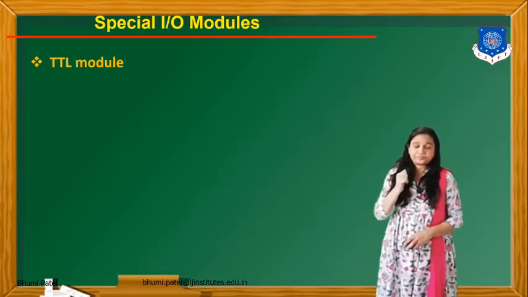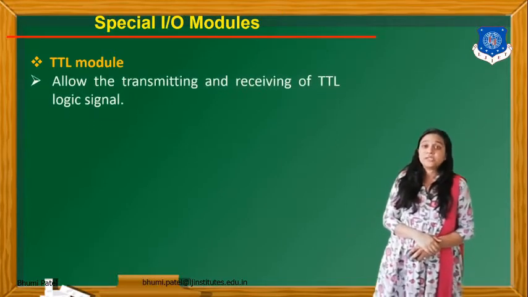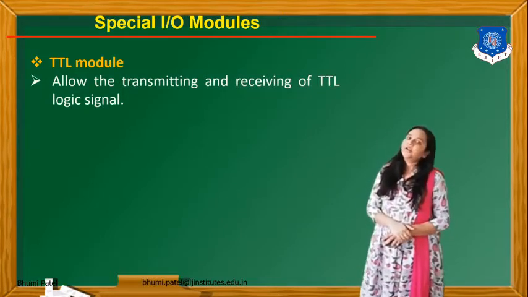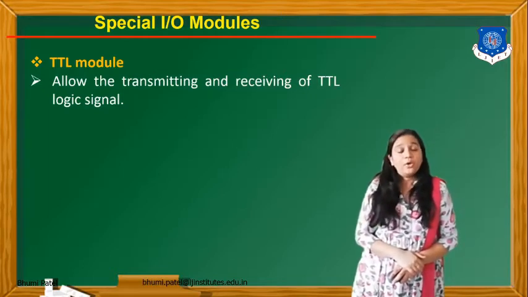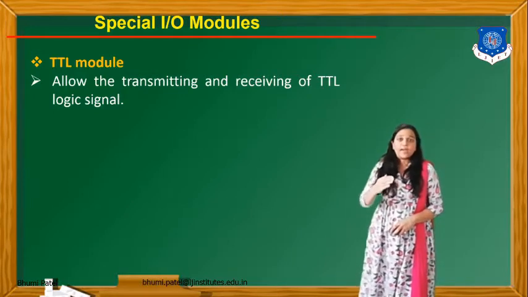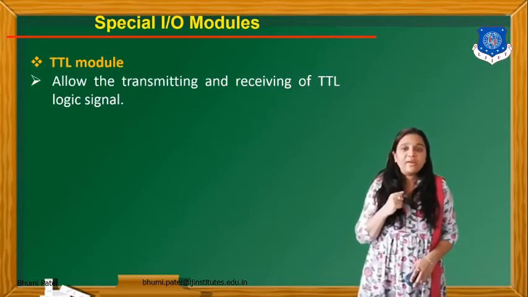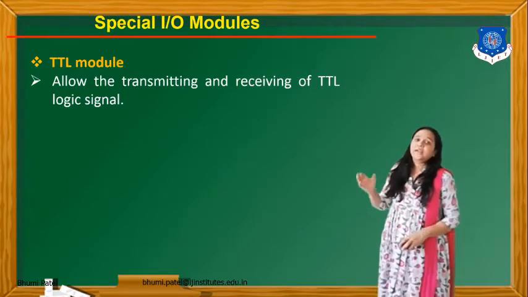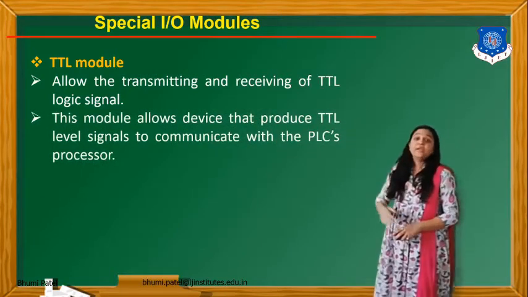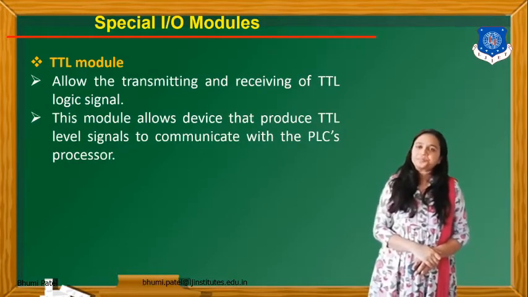This is the transistor logic that you have studied in the digital logic system. So it allows the transmitting and receiving of TTL logic signals. Okay, so if we deal with general logic symbols like the AND gate, OR gate, NOT gate, it is the normal I/O module. If we deal with the TTL module, we connect the special I/O modules. This module allows devices that produce TTL level signals to communicate with the PLC processor.